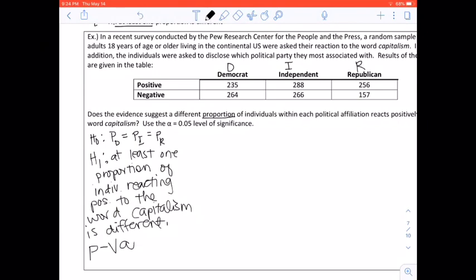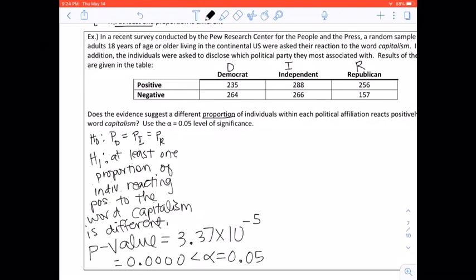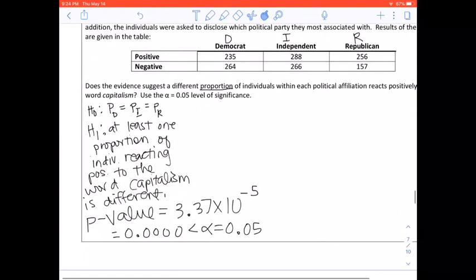So the p-value is 3.37 times 10 to the negative fifth, which again, if you were to move your decimal place 5 times to the left, this p-value would round to 0.0000, which is less than our alpha, which was 0.05. And if we have that our p-value is less than alpha, we are going to reject H naught.